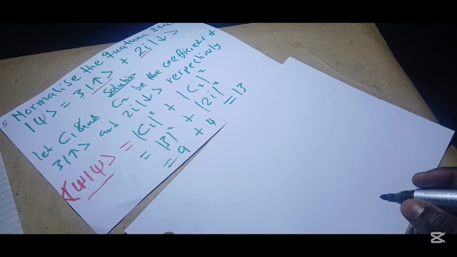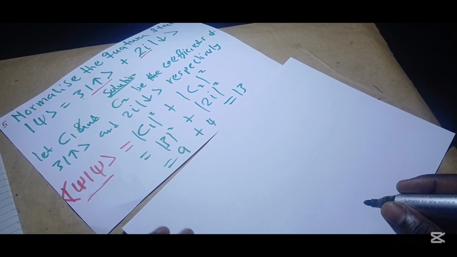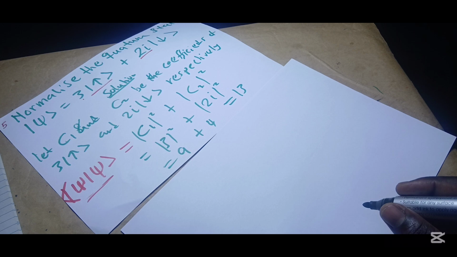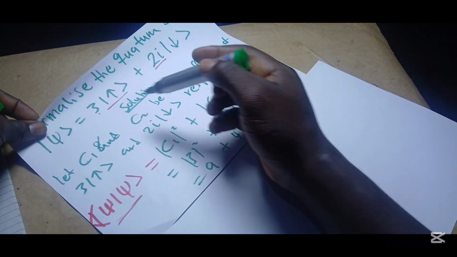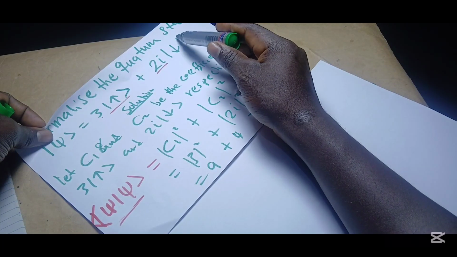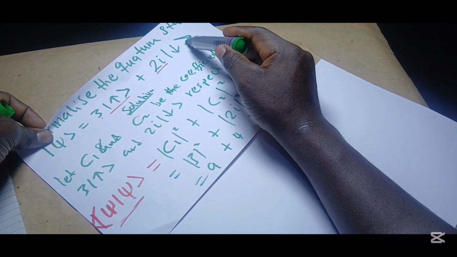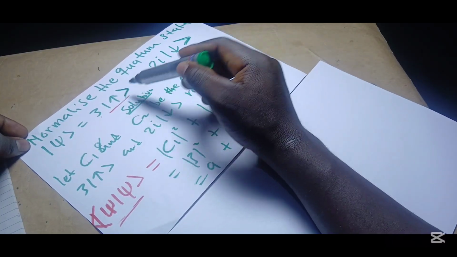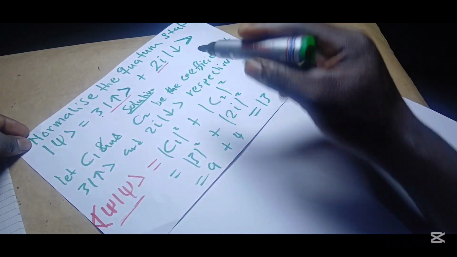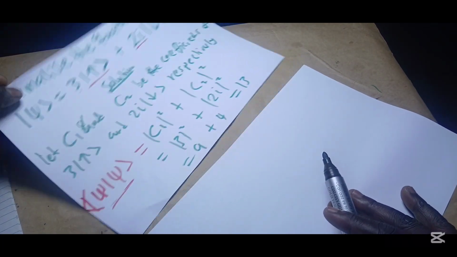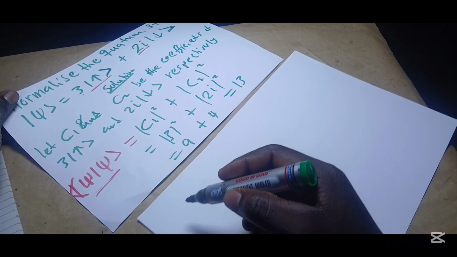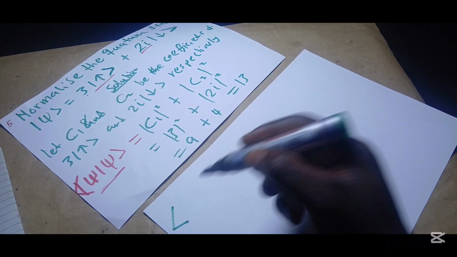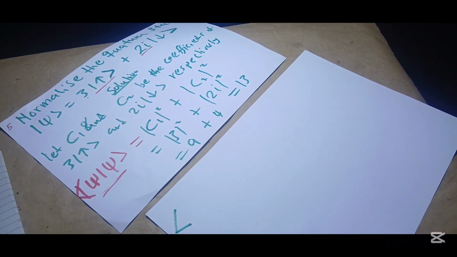Another way to solve this problem is looking for the corresponding bra state. This is given to us in the ket state, the one with the greater than sign facing, the greater than sign is what we call the ket state. So we are going to look at the bra state of it, and we are going to compute the product of the bra and the ket. So this is the bra.